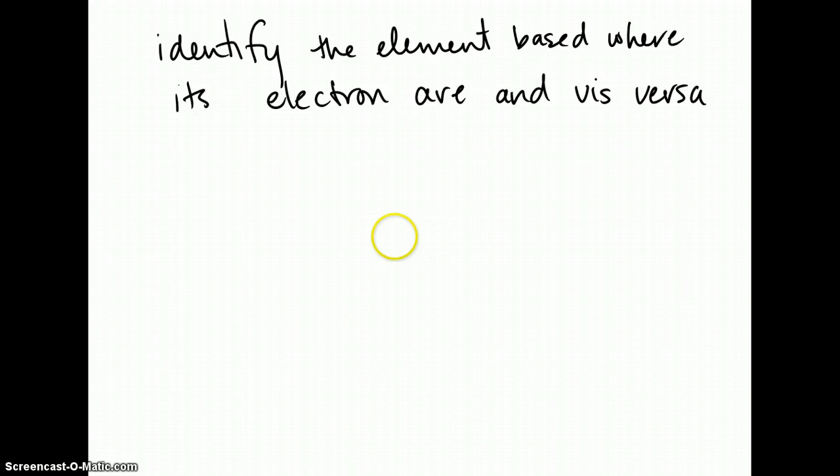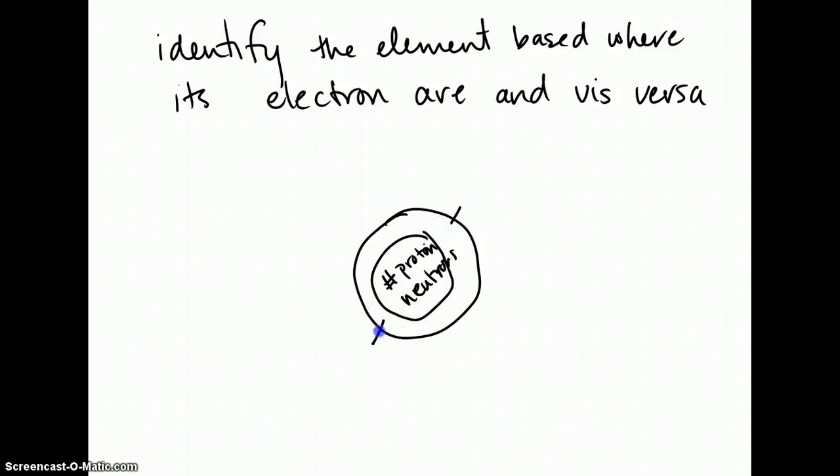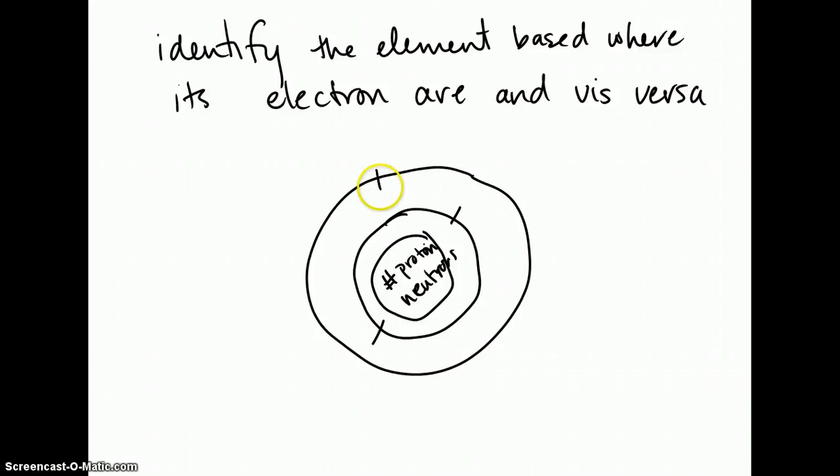Remember that we have an atom, and an atom has a certain number of protons and neutrons in its nucleus. And then you have the electrons on the outside, and I've been using negative markings. The first shell holds 2 electrons, and then we've been saying that the second shell holds 8 electrons. Now we're going to take a closer look at what that actually means based on the periodic table.